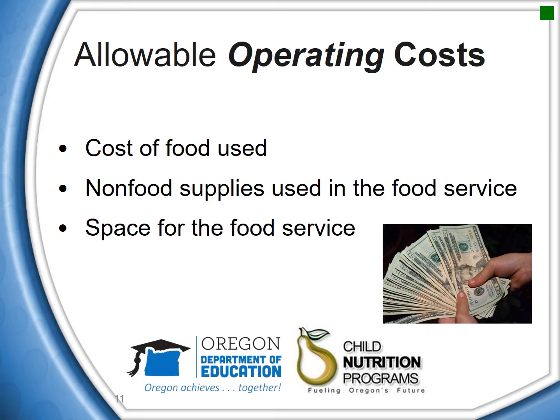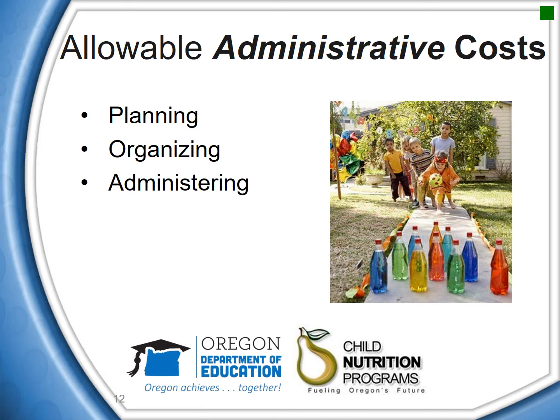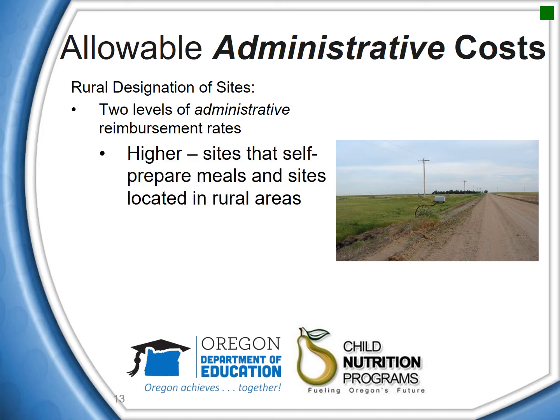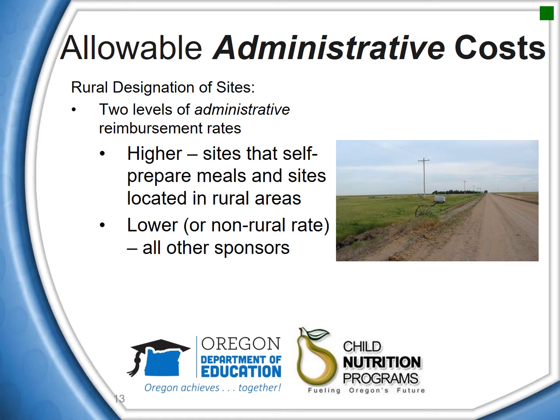Reimbursements may be used to cover allowable operating costs that include, but are not limited to, the cost of food used, non-food supplies used in the food service, and space for the food service. Reimbursements may also cover allowable administrative costs incurred by your organization for activities related to planning, organizing, and administering the program. As previously mentioned, the SFSP has two different levels of administrative reimbursement rates. The higher reimbursement rates are for sponsors of sites that prepare or assemble their own meals and for sponsors of sites located in rural areas. The lower rate is for all other sponsors.